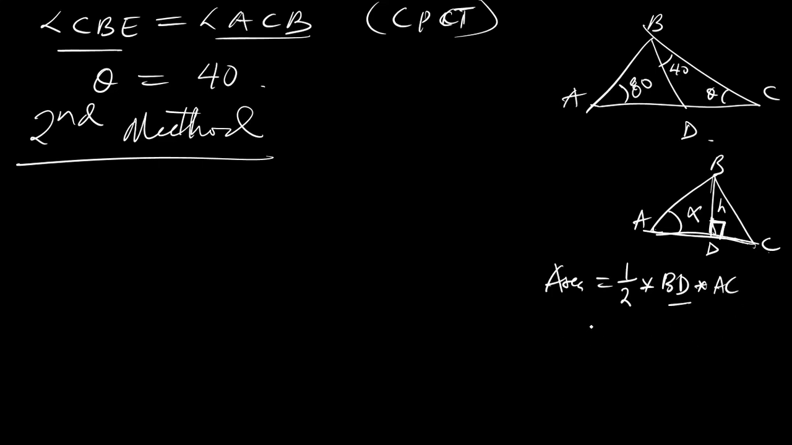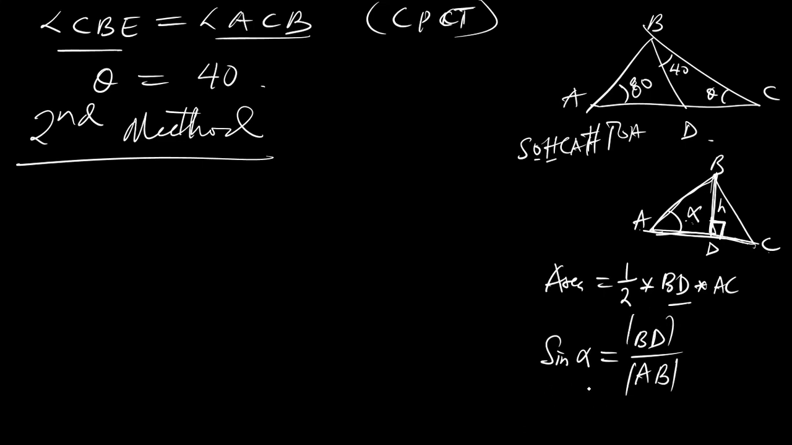Now, using the trigonometric formula, also using the acronym SOHCAHTOA, you have sine alpha equal to opposite over hypotenuse. Now this is opposite to this angle, which is BD, divided by the hypotenuse, which is AB.